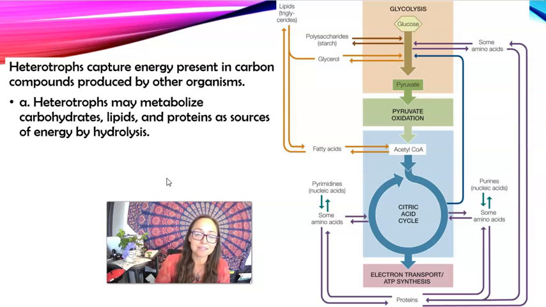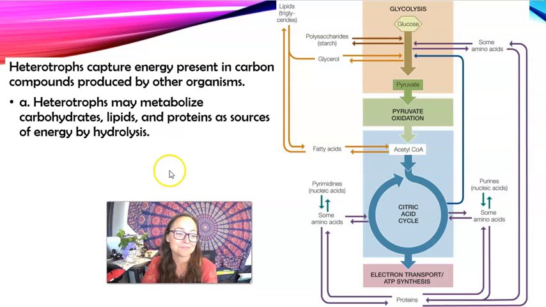Now, amino acids have bonds to be broken as well. And so some amino acids can cut in line in the glycolysis pathway, and then other amino acids can start in the citric acid cycle. But really, we're trying to get those electrons for the electron carriers for oxidative phosphorylation.